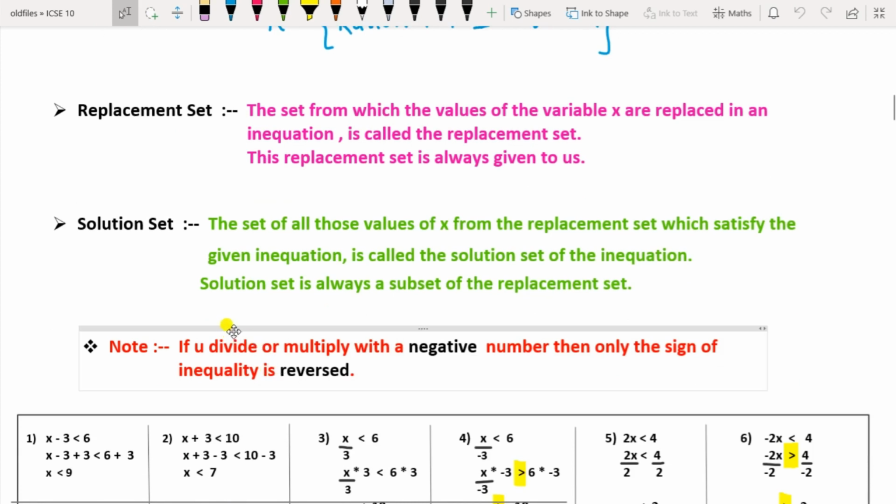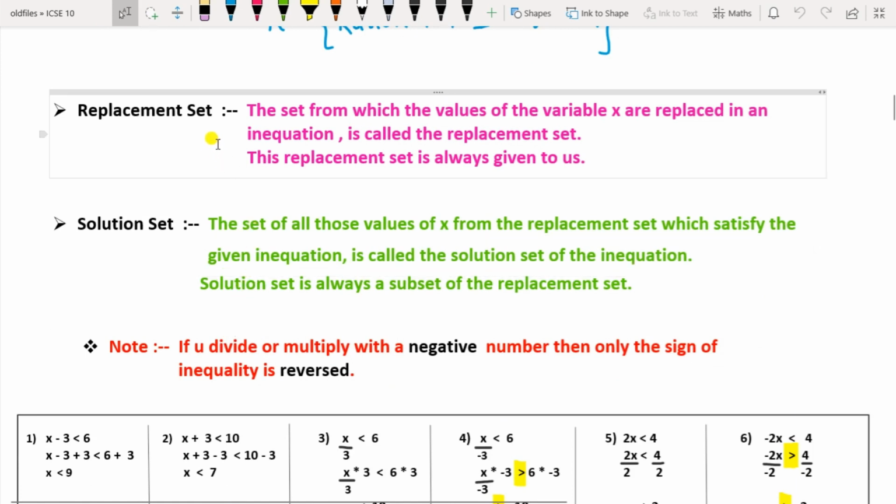Now to find the value of x, a particular set is given, which is called the replacement set. It is defined as the set from which the values of the variable x are replaced in an inequation. And using this replacement set, we have to find the solution set. This replacement set will always be given to us in the question.